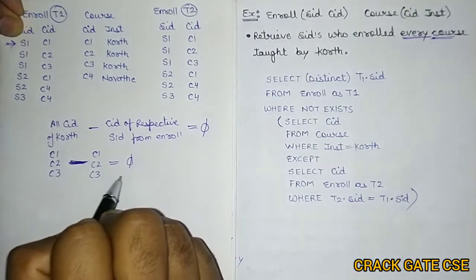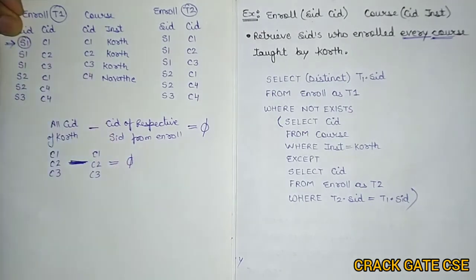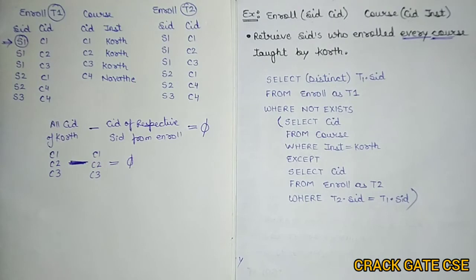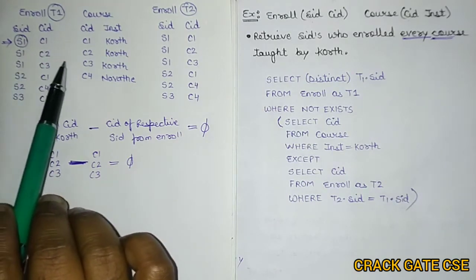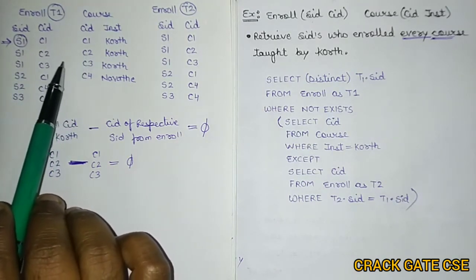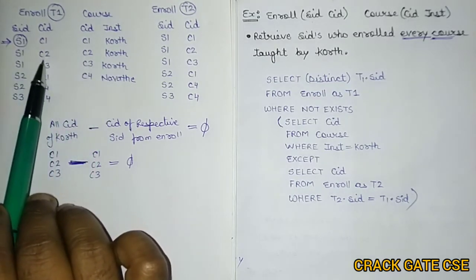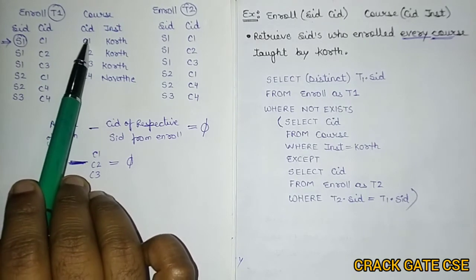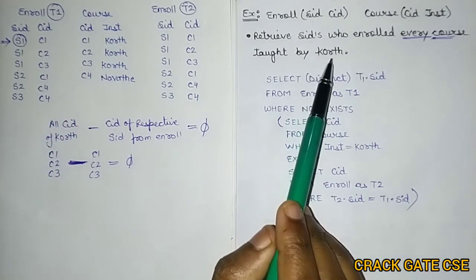So if I get null, that means this student ID will be the value which is associated with all the course IDs of course. This is what the definition tells, that the entities of one table are interacting or associated with all the entities of the other table. So this S1 is associated with all the course IDs of instructor course, which is the given statement.